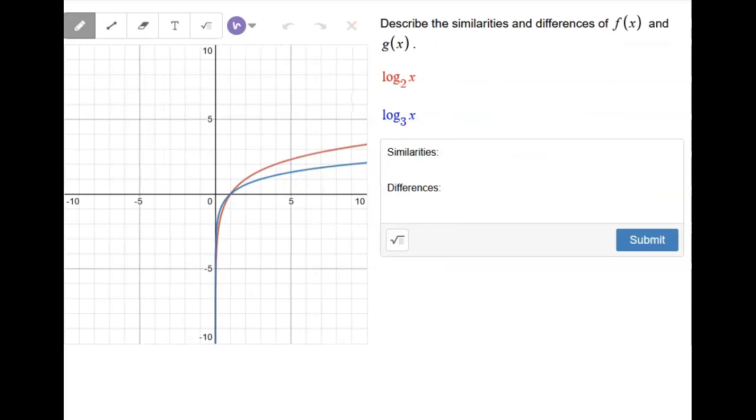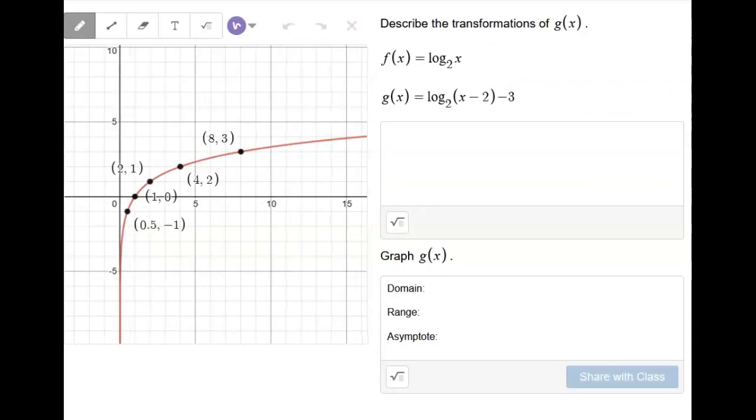Okay, we're actually going to skip over a couple of these pages. So let's look at this one now. The transformations of g of x. So we know that this is our parent function, and this is the graph of our parent function. So we can see that our asymptote is right here.